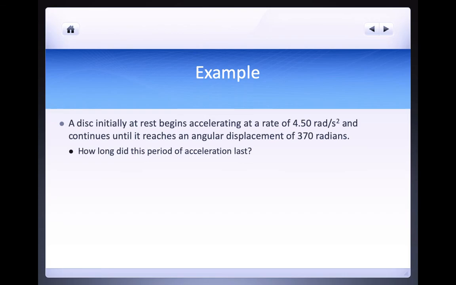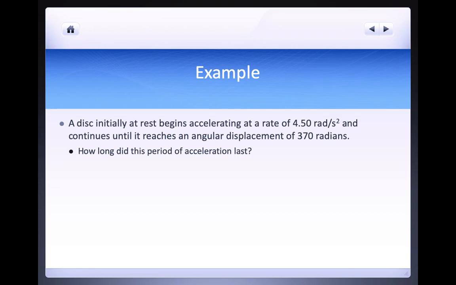So if we read the problem again, we see hopefully 3 pieces of given information. The 2 obvious ones here are the numbers, 4.5 radians per second squared and 370 radians. If you're not sure what those represent, you could look at the units or at the context clues from the problem itself. In this case, pretty straightforward. They tell us that it's accelerating at a rate of 4.5 radians per second squared, so that's alpha, our angular acceleration. And then we see 370 radians as our angular displacement, delta theta.